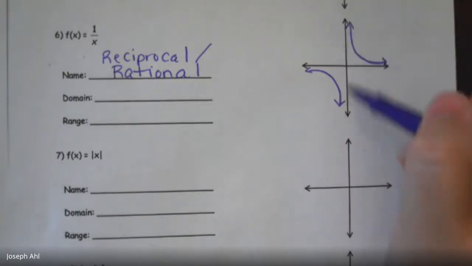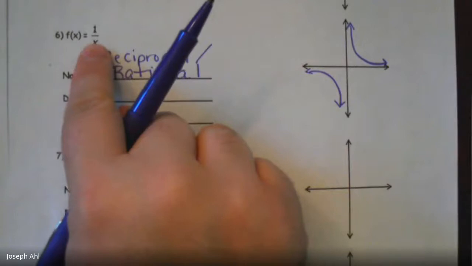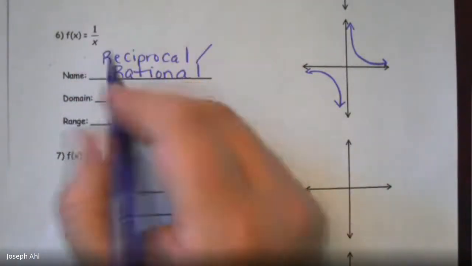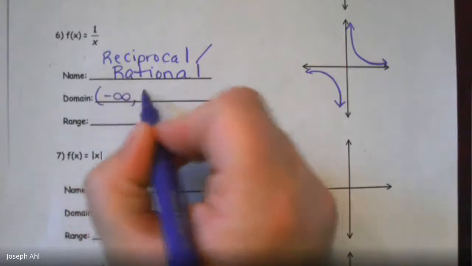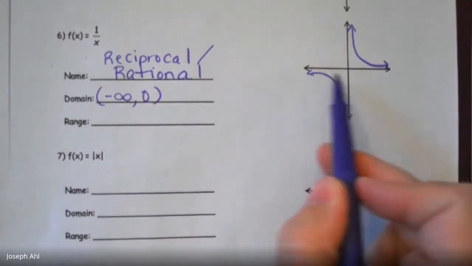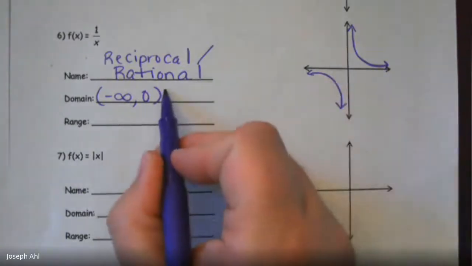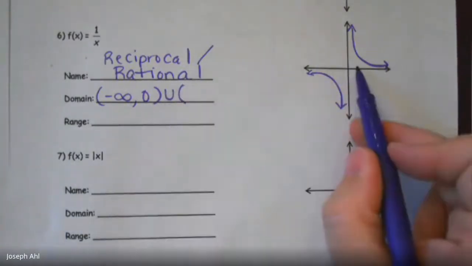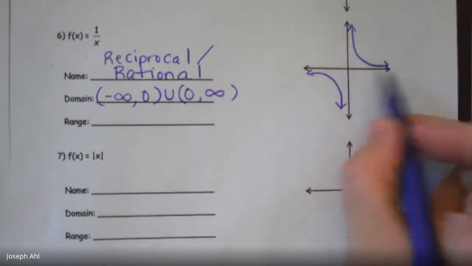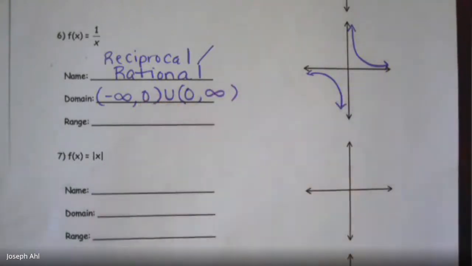And the reason being is that I can't plug in 0 for x. 1 over 0 is undefined. So since 0 is not in the domain, the way we would write that is we have everything from negative infinity up to 0, but then stop, and then pick up on the other side, and we'll say from 0 to infinity. And this is a notation that you should be fairly familiar with. I know you do this a lot in Algebra 2 when writing domains and ranges.